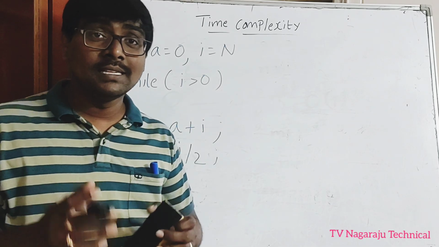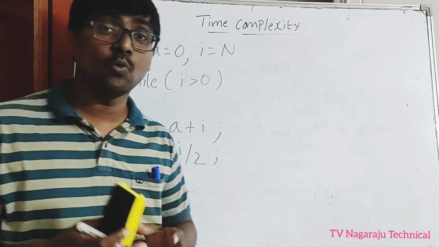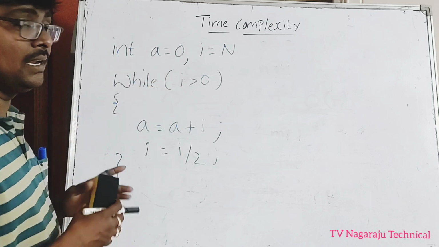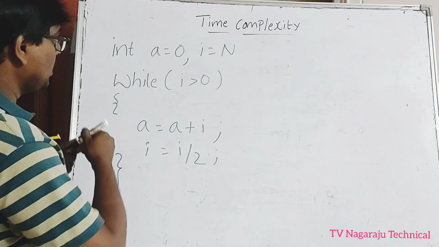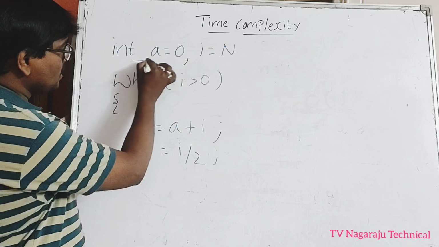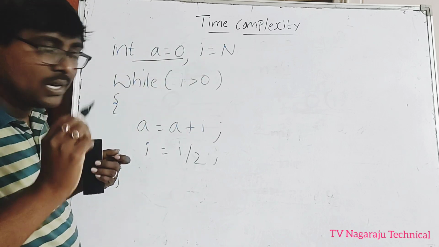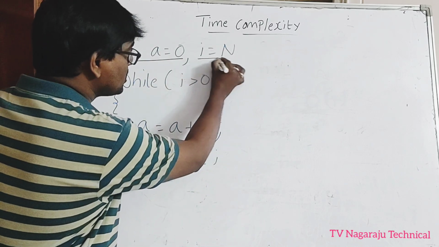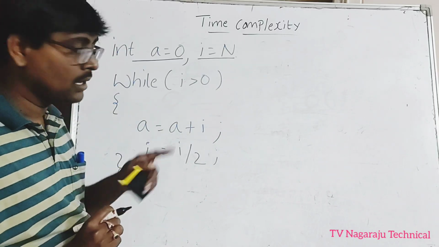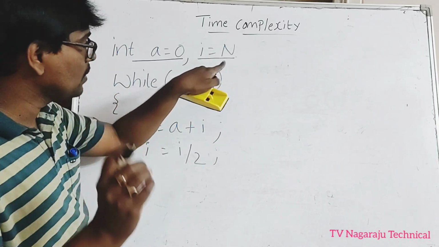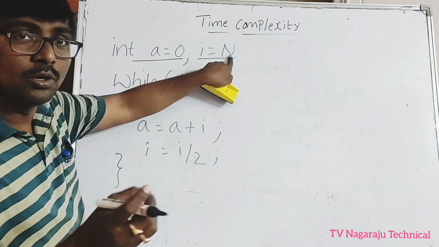Welcome to our channel. In this session, we are going to discuss one more example of calculating time complexity by using the step count mechanism. Here observe, A is equal to 0, just one initialization, and I is equal to n. Anyway, we don't know the value of n. So, suppose we assume n is equal to some 30.